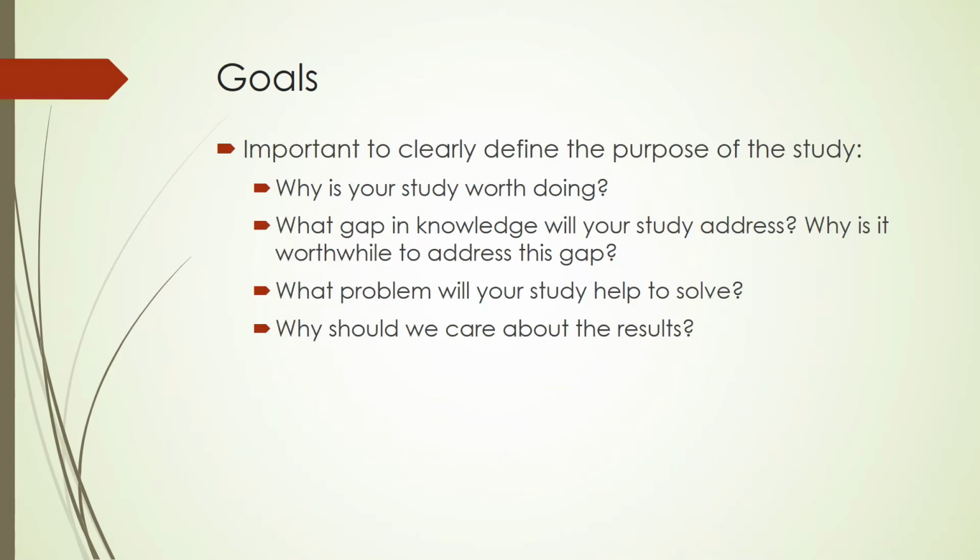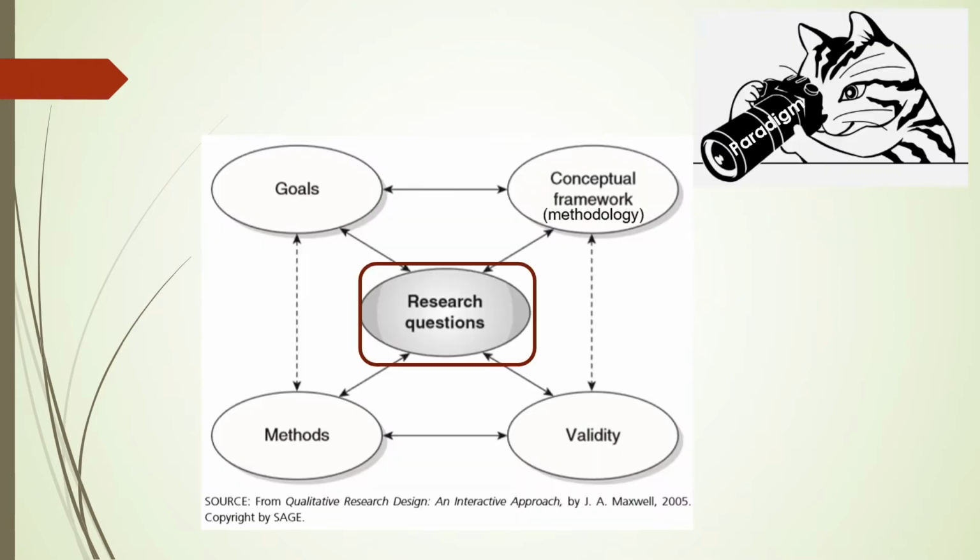And the reason why I think it's important to have your goals clearly in mind is that you want to be clear about what you're trying to solve and what you're doing there, and I think that helps make it easier to figure out the best path of getting there. And so these are some questions that you might want to ask yourself as you're defining your goals for your qualitative study. So next we'll move on to research questions.